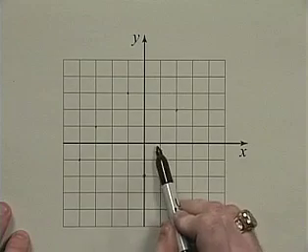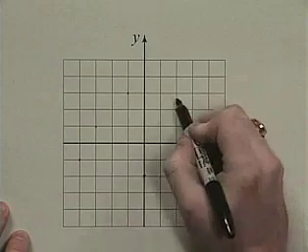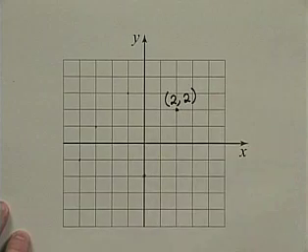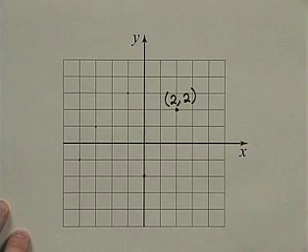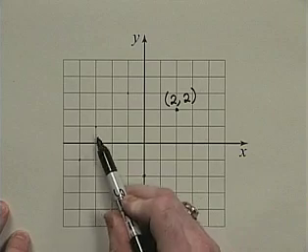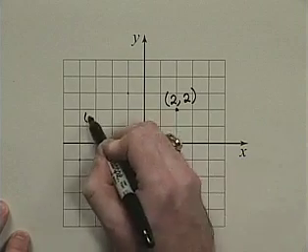Well, here we have the xy plane. The first thing we're looking for is (2, 2). So we count 2 to the right and 2 up, and we get this point right here, (2, 2). Then (-3, 1): 1, 2, 3 to the left because it's negative, 1 up because it's positive. We get that point right there.